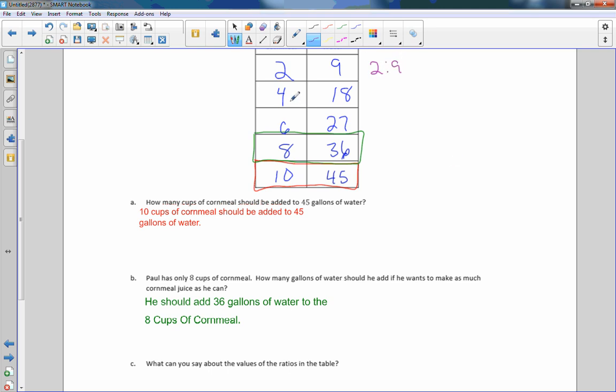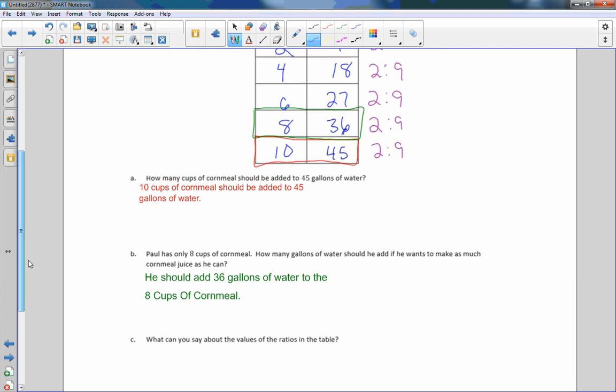If I divide 4 by 2, I get 2. If I divide 18 by 2, I get 9. Divide 6 by 3, I get 2. 27 divided by 3 is 9. 8 divided by 4 is 2. Almost said that backwards. 8 divided by 4 is 2. 36 divided by 4 is 9. 10 divided by 5 is 2. 45 divided by 5 is 9. So we're getting 2 to 9 every time.